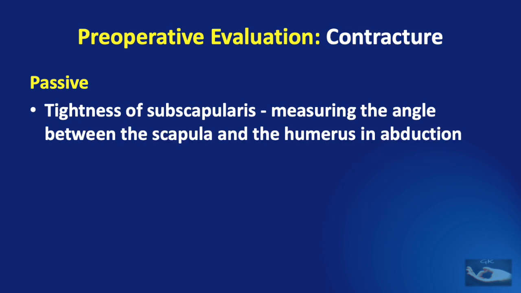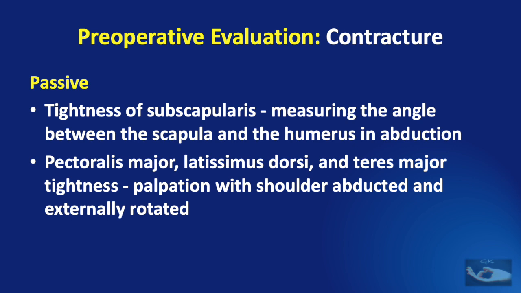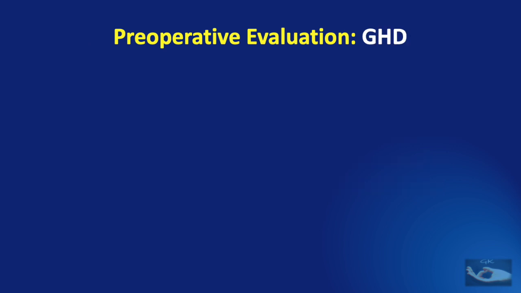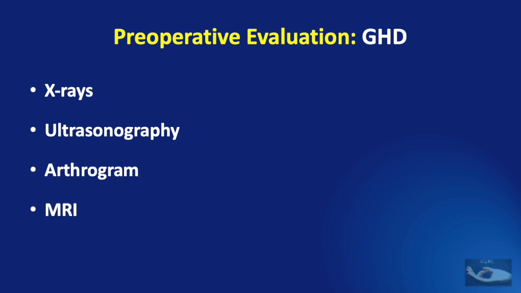While evaluating the internal rotation contracture, the tightness of the subscapularis is evaluated by measuring the angle between the scapula and the humerus in abduction, again with scapular stabilization. Likewise, the pectoralis major, latissimus dorsi and teres major tightness can be assessed by palpation of the muscles with the shoulder abducted and externally rotated. Further evaluation of the glenohumeral dysplasia can be done by imaging studies using X-rays, ultrasonography, arthrograms and MRI.